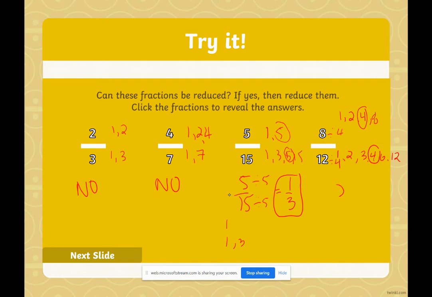And we end up getting 8 divided by 4 is 2, and 12 divided by 4 is 3. We've got 2 prime numbers. Okay, they don't share any common factors, so 2 out of 3 is our lowest reduced term.